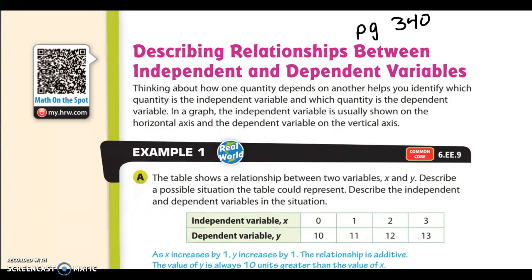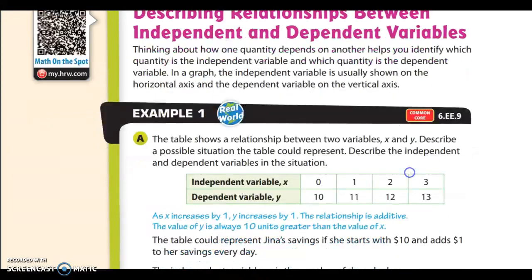Describing relationships between independent and dependent variables. Thinking about how one quantity depends on another helps you identify which quantity is the independent variable and which quantity is the dependent variable. In a graph, the independent variable is usually shown on the horizontal axis and the dependent variable on the vertical axis. We kind of alluded to that on a previous page. So the independent would be the x-axis, and the dependent would be the y-axis. That's what this is saying. So the independent is usually the x, and the dependent is usually the y.